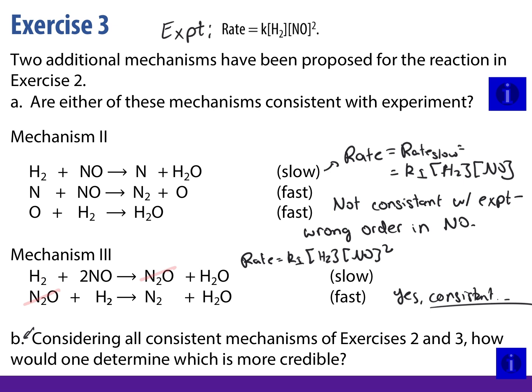We do have in mechanism 3 this termolecular step, 3 particles colliding. That's slightly less likely. It's possible, but generally unlikely. So maybe mechanism 1 is the most likely, considering all of our evidence and looking at that unlikely termolecular step. Mechanism 3 isn't ruled out by any means, but mechanism 1 is probably a little bit more plausible because it lacks that termolecular step. It has all reasonable steps.